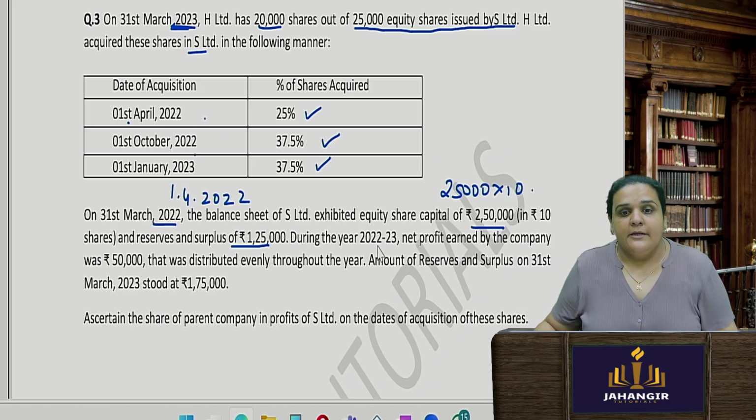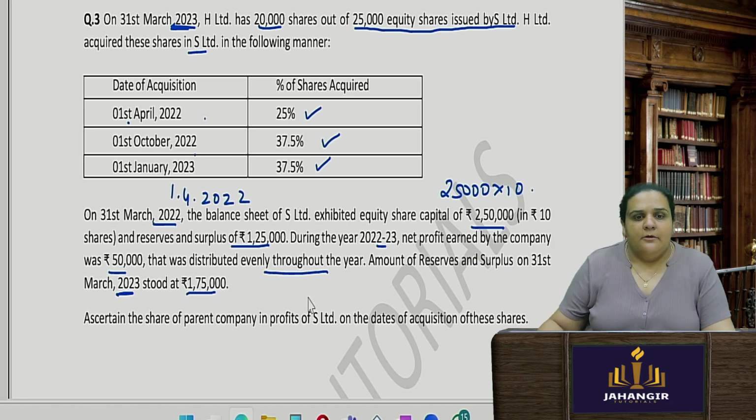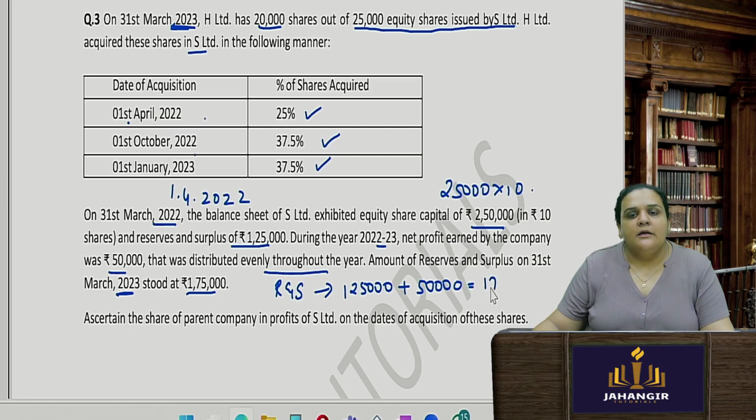During this year 22-23, net profit earned by the company was 50,000, which was distributed evenly throughout the year. Amount of reserves and surplus on 31st of March 2023 stood at 1,75,000. Correct. What happened is reserves and surplus opening started with 1,25,000. Then in the current year they earned 50,000 profit. Therefore on 31st of March they are closing it at 1,75,000.